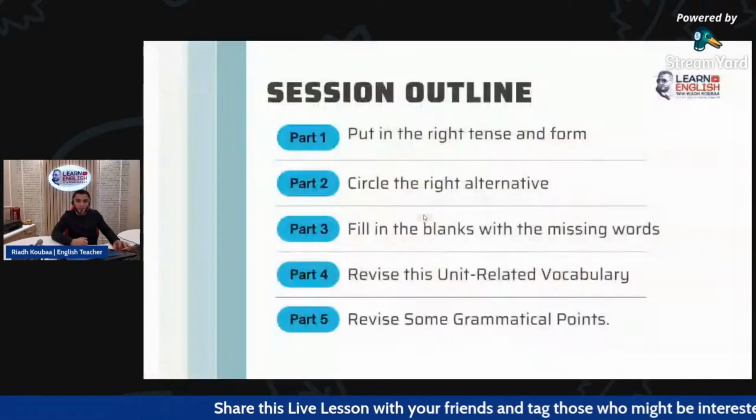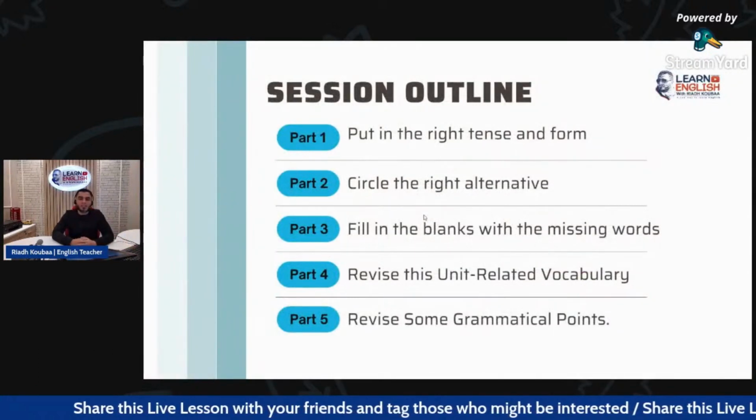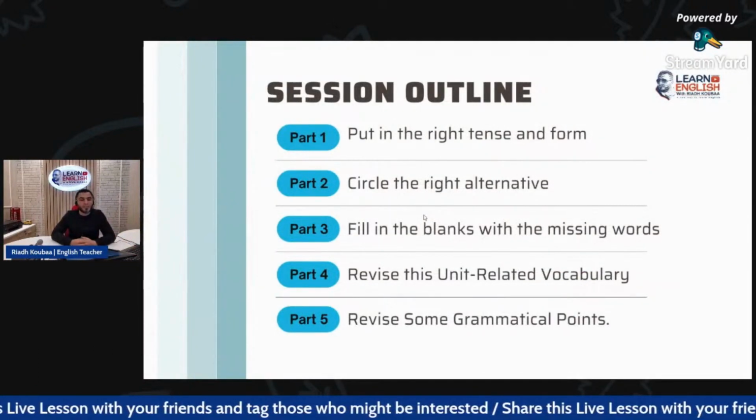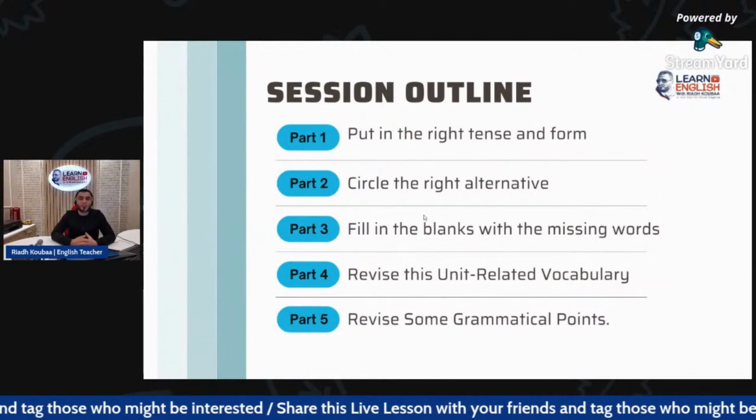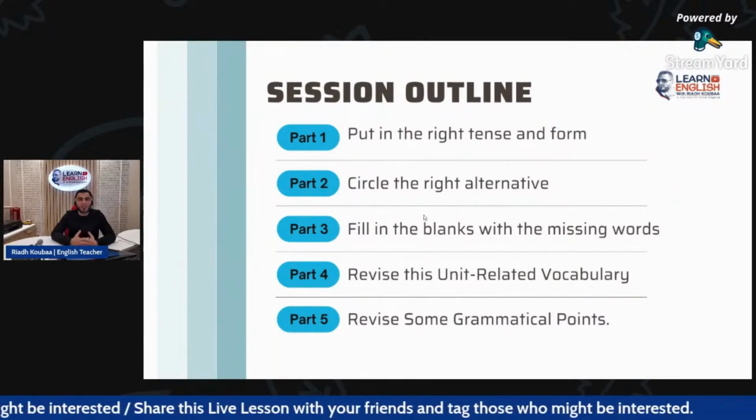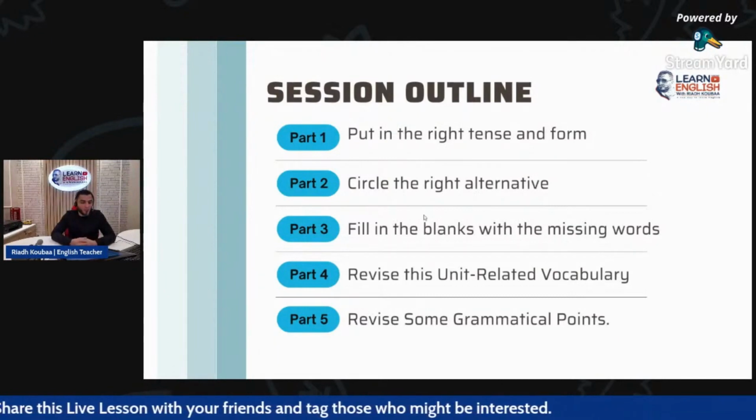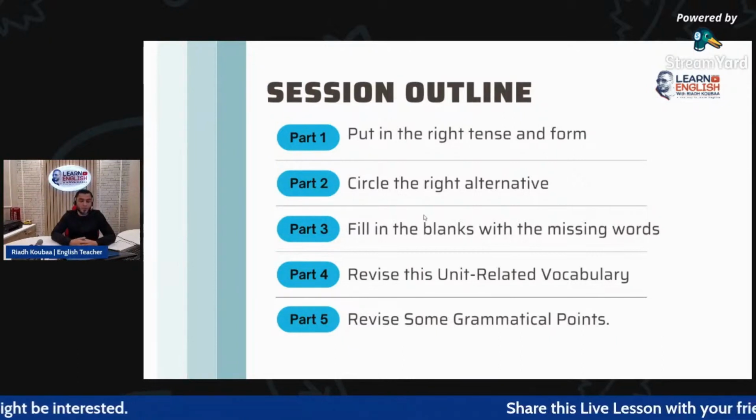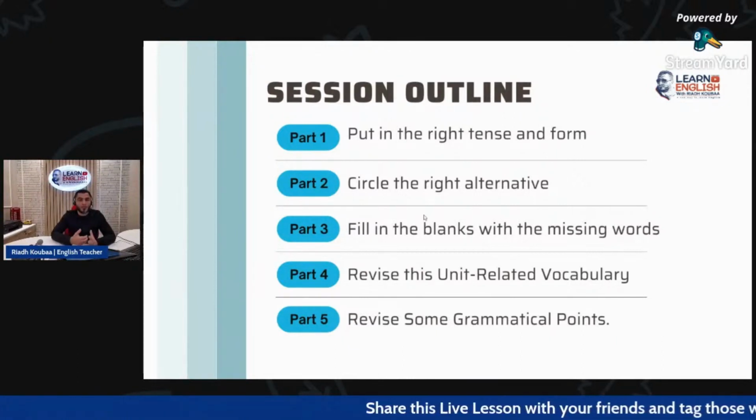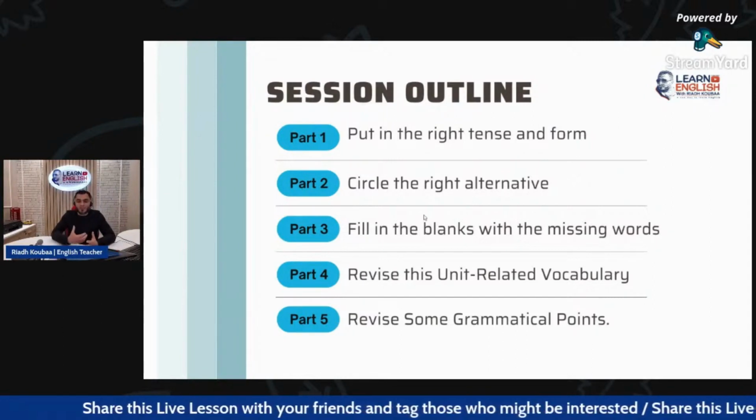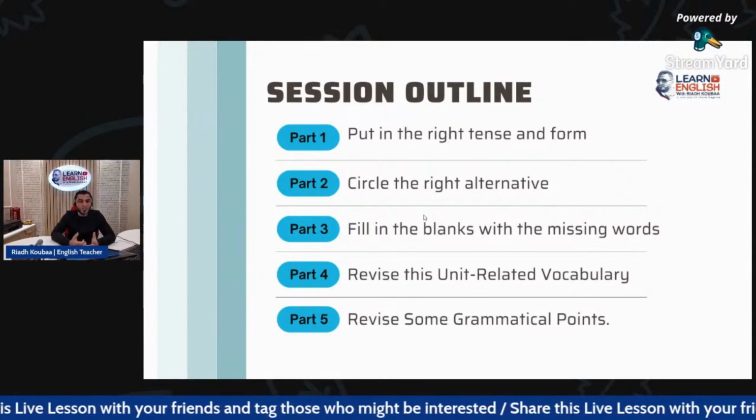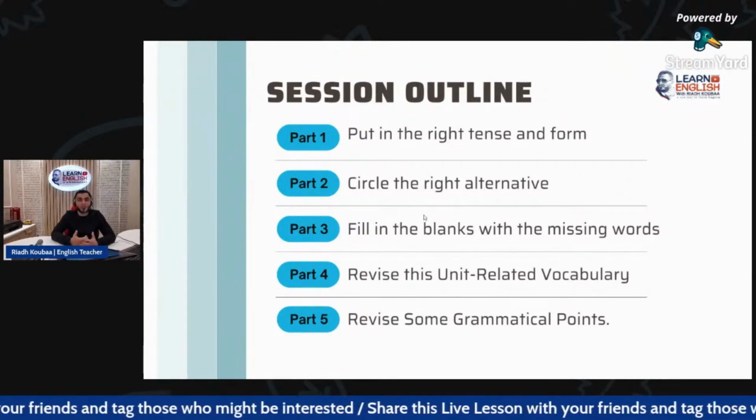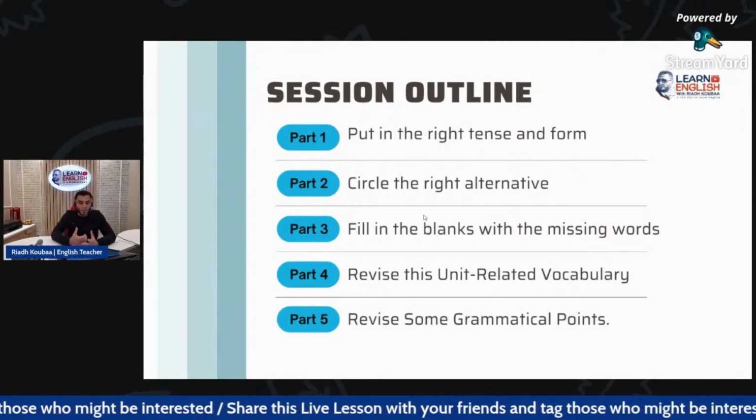In today's lesson, session, or live broadcast, we are going to focus on 3 language exercises that you are familiar with. The first one is put in the right tense form. The second one, circle the right alternative, and the third, fill in the blanks with the missing words. I'm going to give you some hints, some advice, and some tips on how to deal with such exercises so that you can maximize your chances to get a full mark.